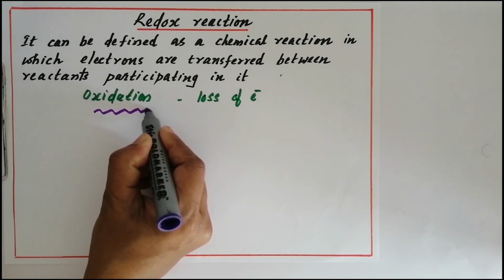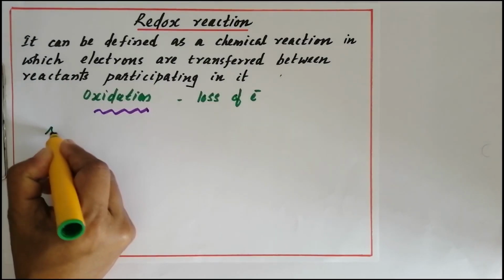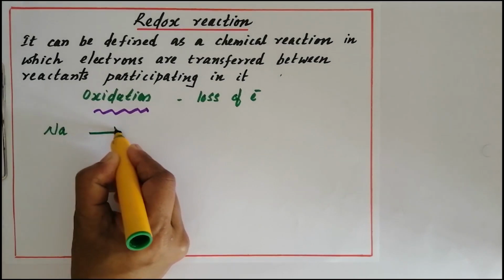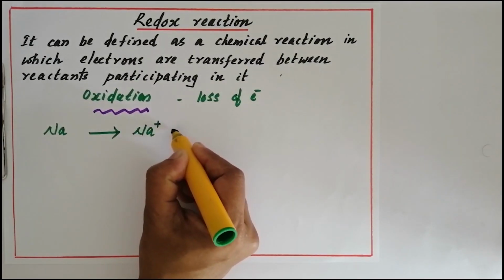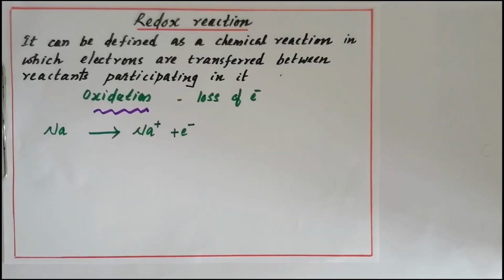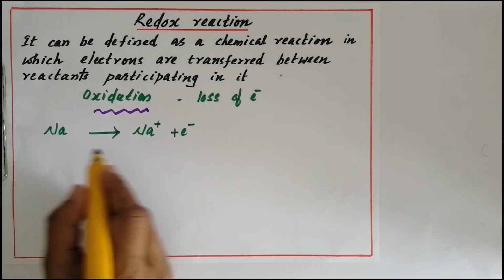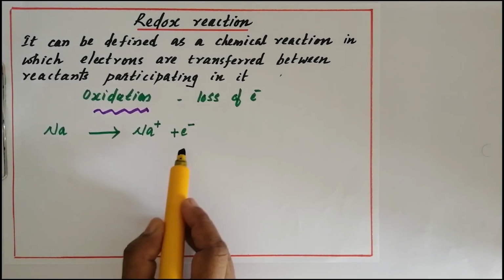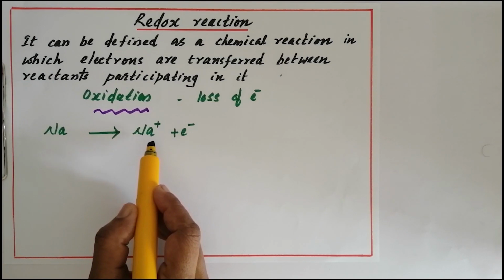I will give you different examples. 1. Sodium giving Na+ plus electron. Here I am giving only simple reaction, oxidation. I have taken only the oxidation reaction. Sodium gives Na+ plus electron. So here an electron is lost by sodium so that Na+ ion is formed.